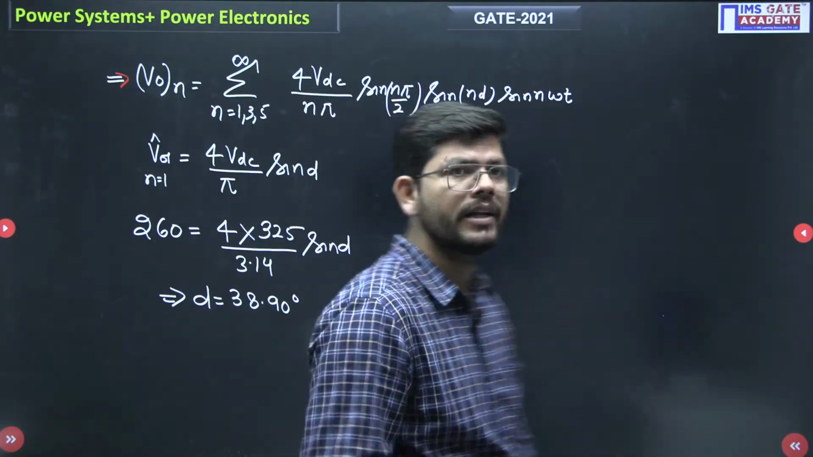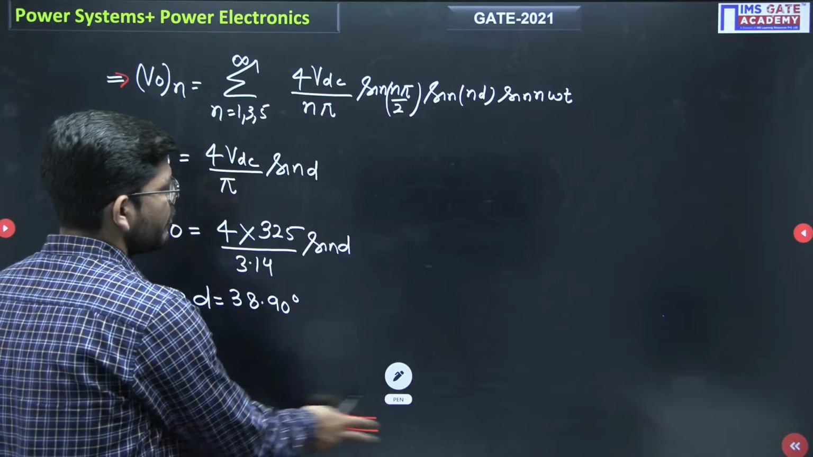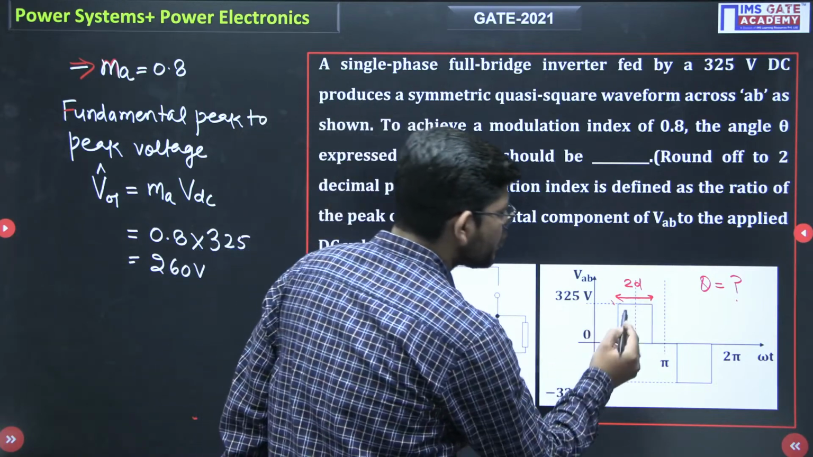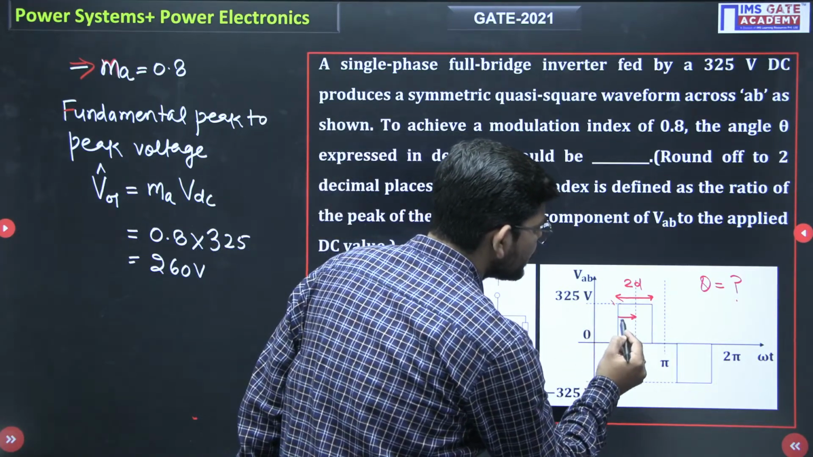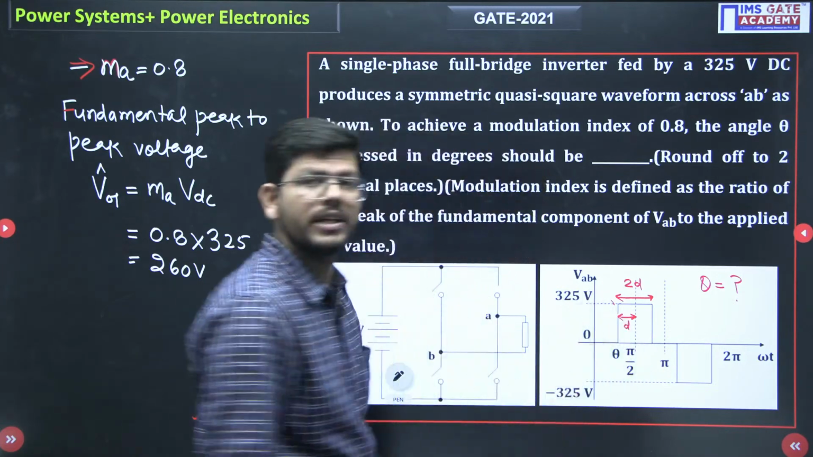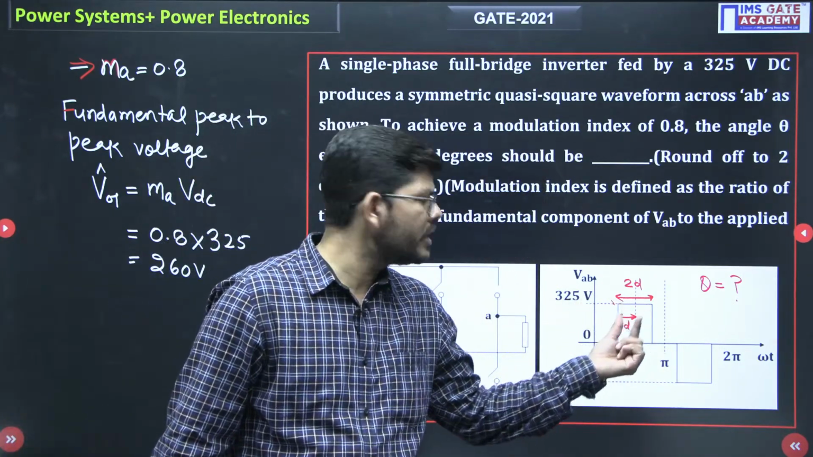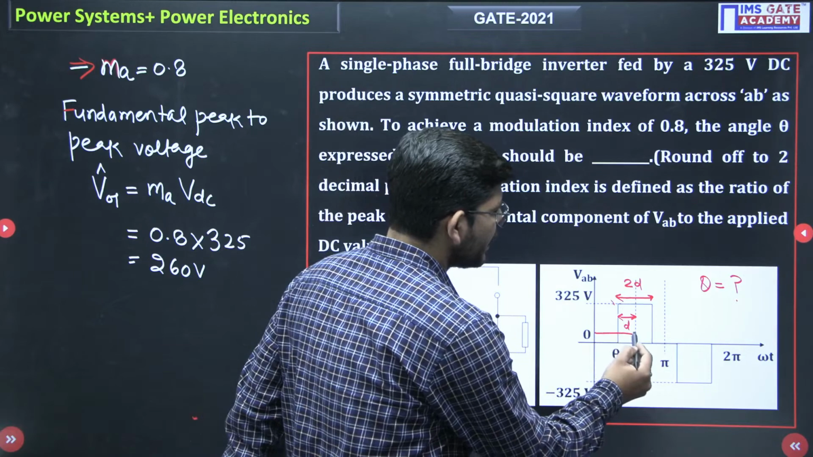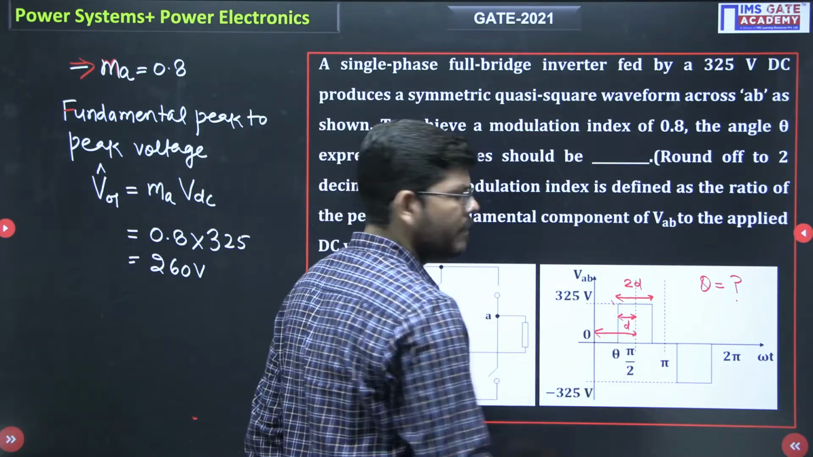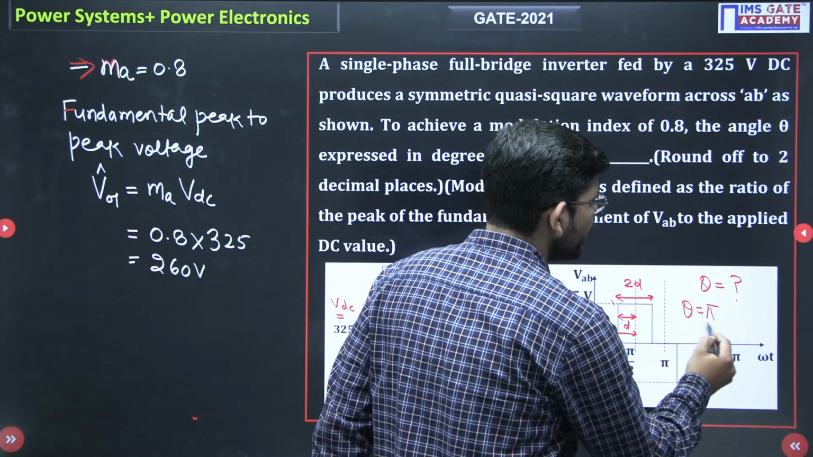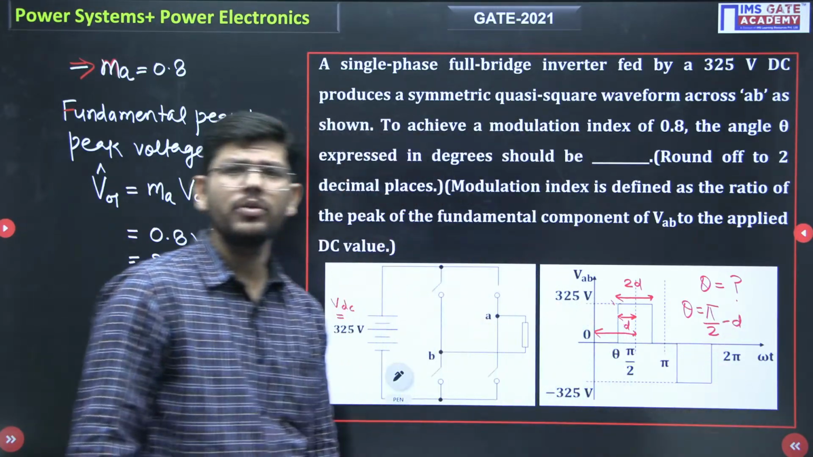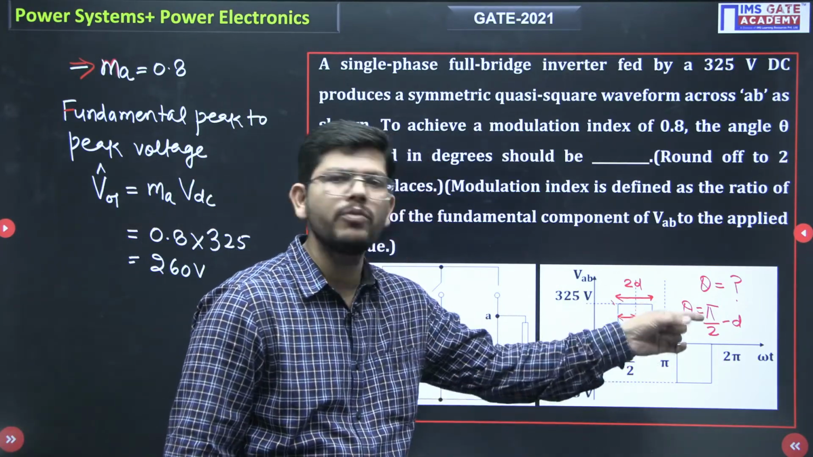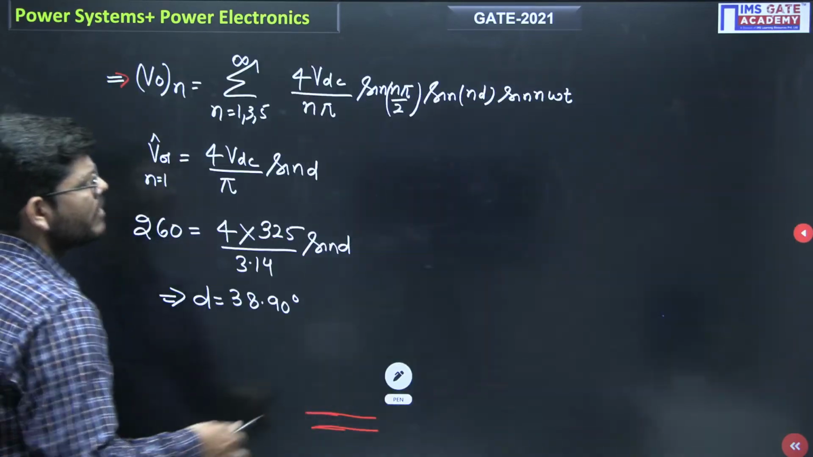We have to calculate here the value of theta. So can you tell me, if this is 2d, how much will this be? If this is 2d, then this will be d. Yes or no? And if d is known and this total distance from here to here is pi by 2, then how much will theta be? So theta here will be pi by 2 minus d. From this figure, we can easily find out the value of theta. Theta will be pi by 2 minus d.